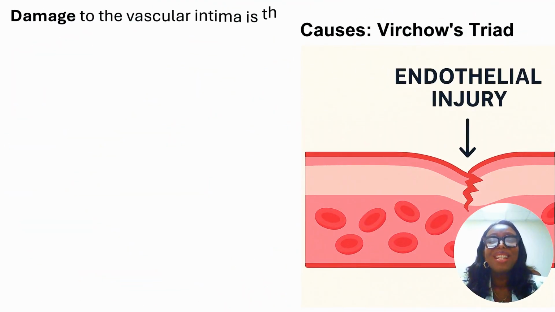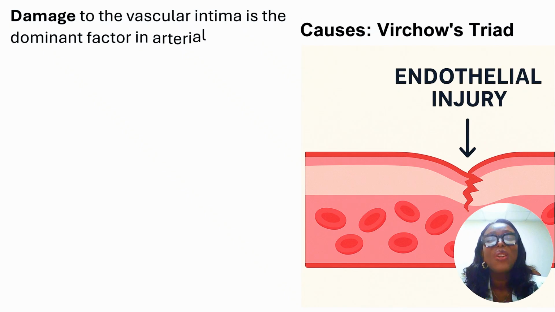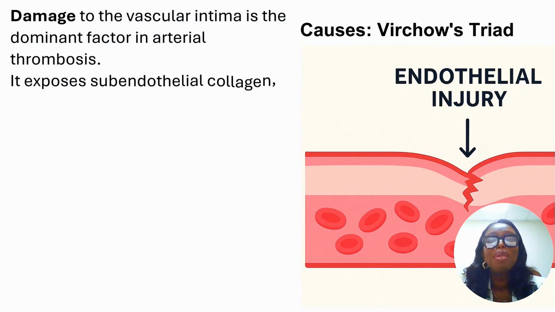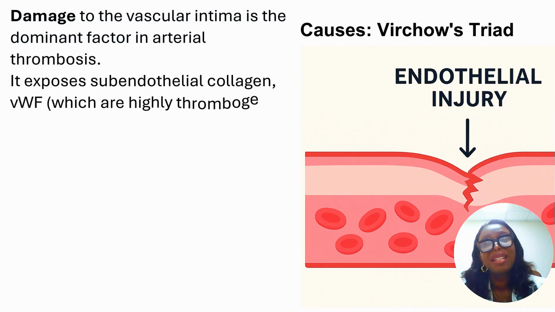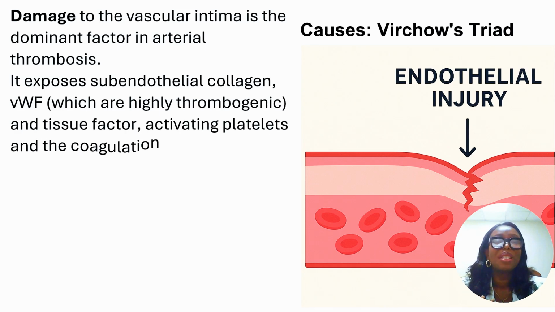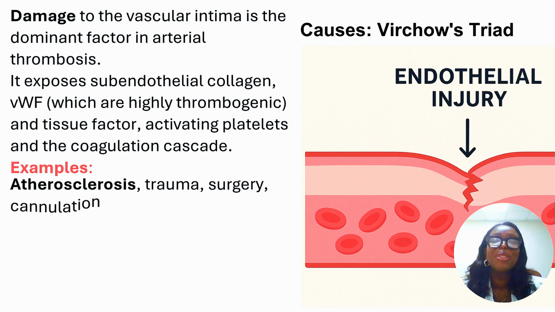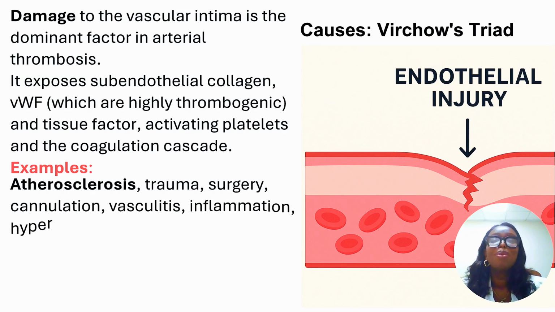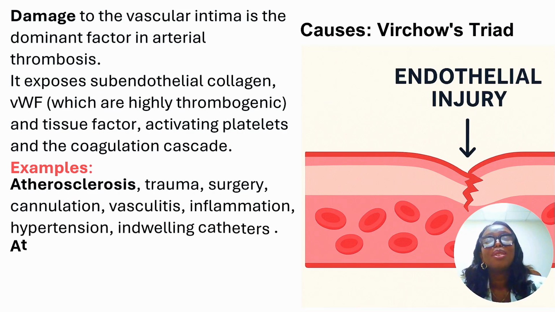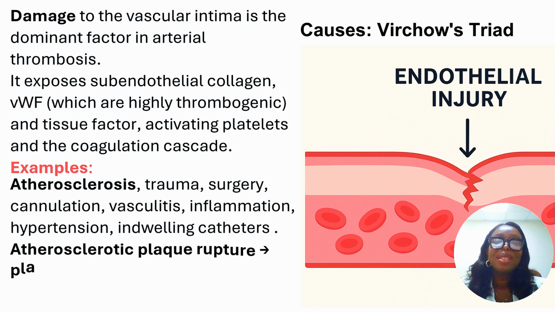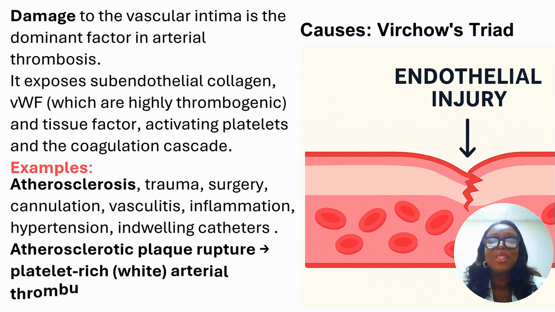Let's have a closer look at the different causes of thrombosis. First one, remember we are talking about the Virchow's triad, which describes three causes of thrombosis. We have number one, the endothelial injury, stasis or turbulent blood flow, and now thrombophilia. Now we're starting with endothelial injury.